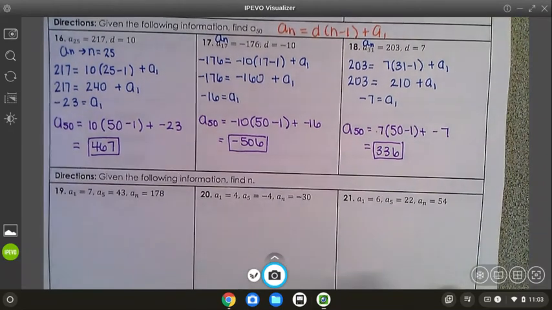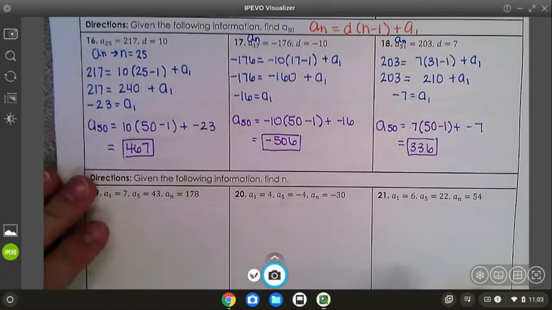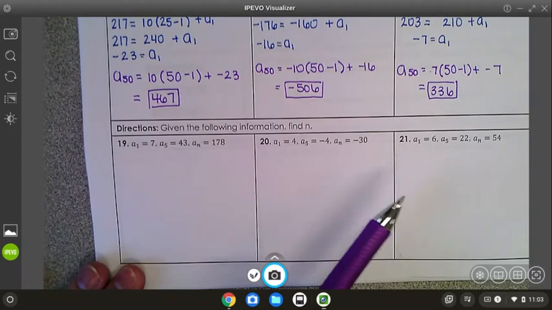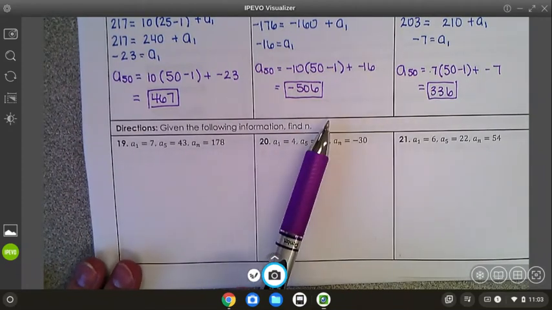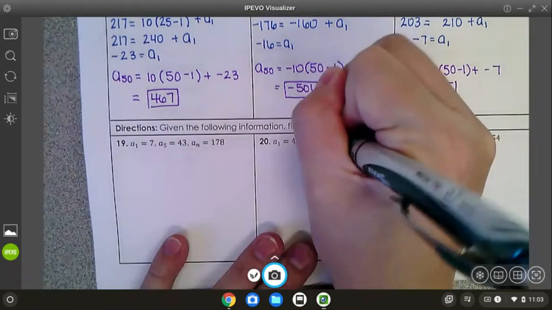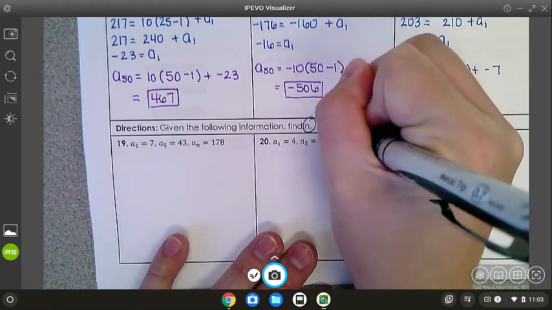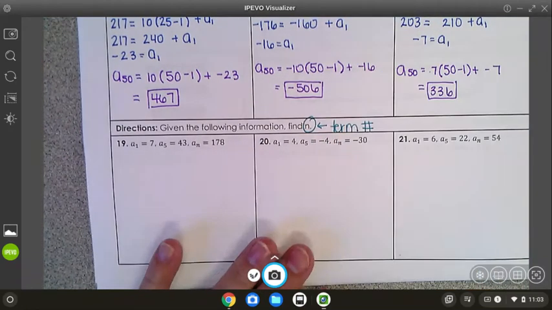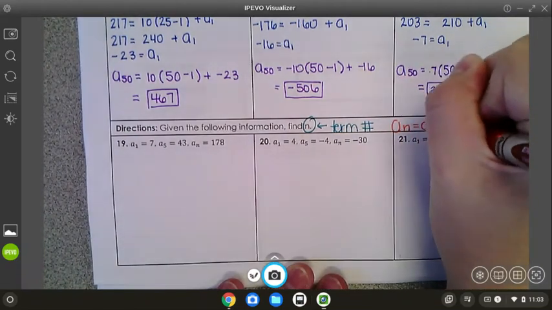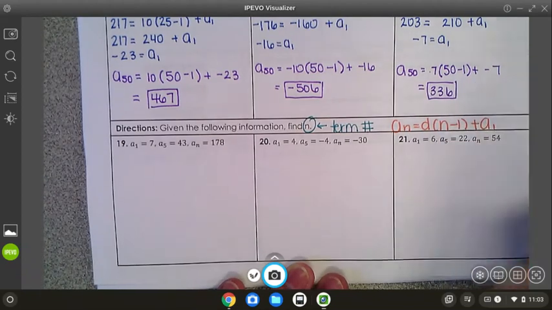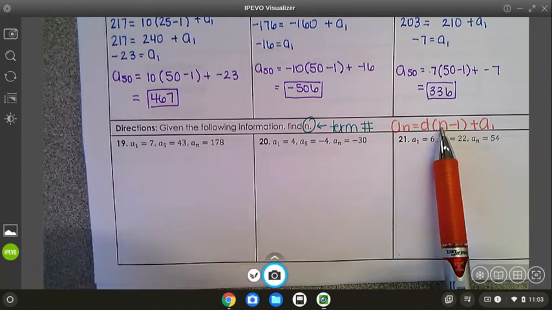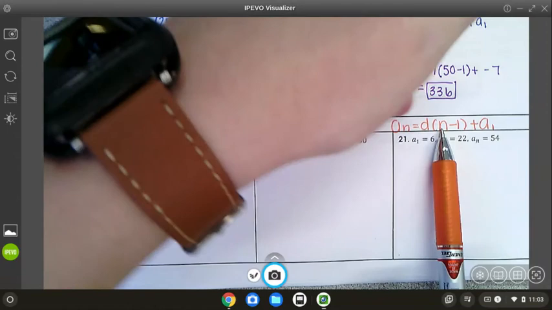Okay. And then the last types of questions that we're going to do here are these. So it says find N. Okay, well, what is N? N is your term number. Okay, and so let's just remember our formula and see what information that we have to go in the formula. Because if I'm finding n, I need to be able to plug in everything else.